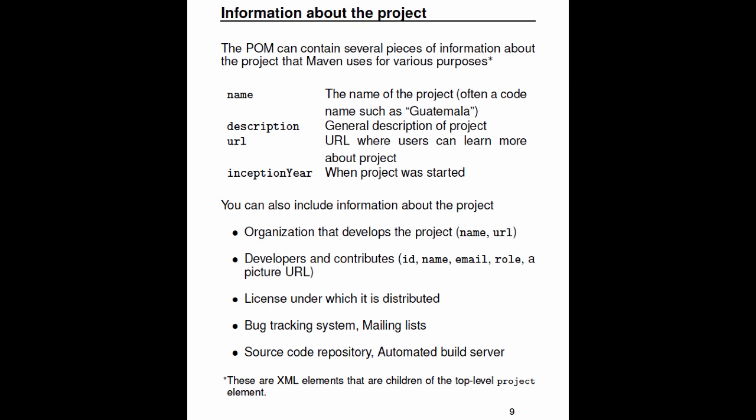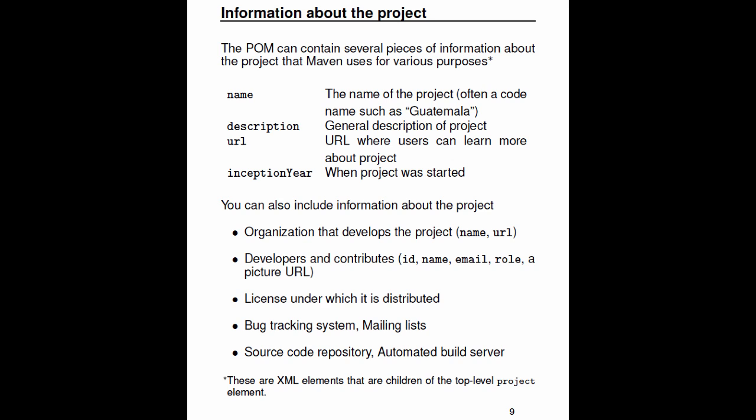Okay. So that POM that we just looked at was sort of what you get out of the box. You can also add a whole bunch more information to your POM to describe your project. So here again, there was that name. You can use a code name or something like that, like Guatemala. And a description, which here again appears in reports and is available.